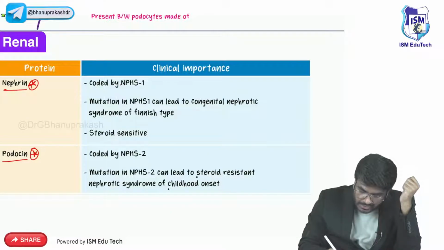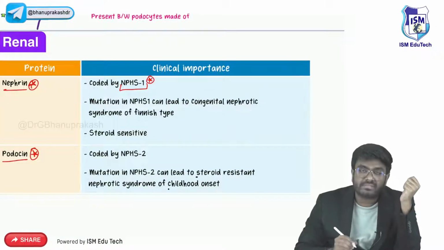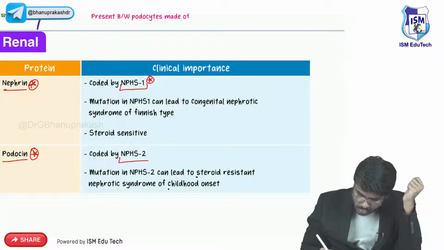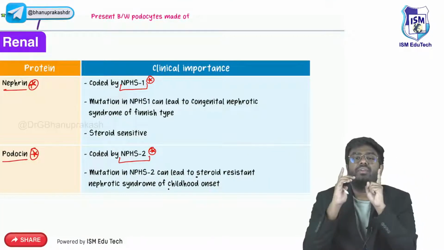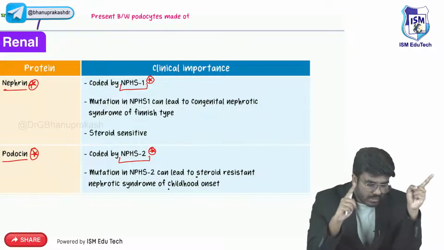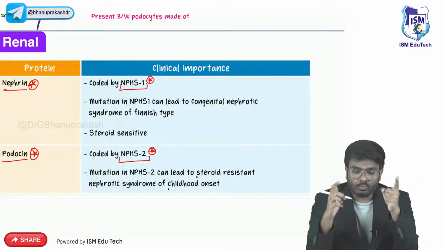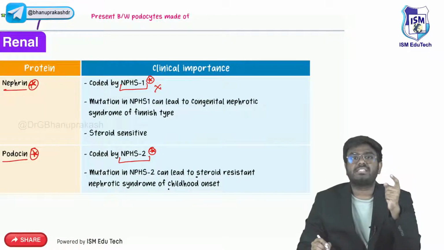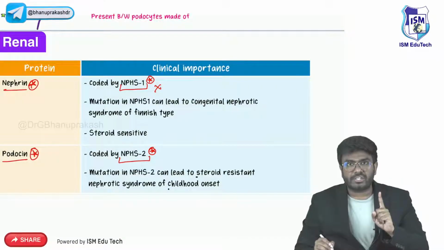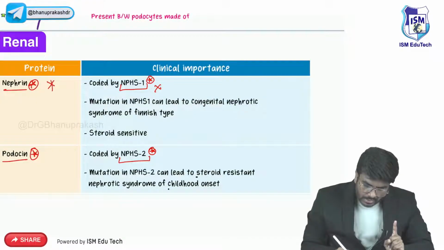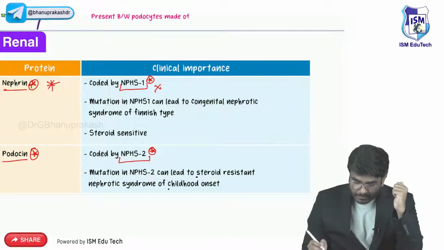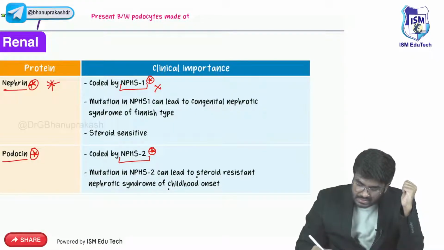This nephrin protein is coded by a gene called NPHS1. And the podocin is coded by NPHS2. Nephrin is coded by NPHS1. Podocin is coded by NPHS2. If you have any mutation of NPHS1, it will lead to a defect in nephrin. That will cause a condition.